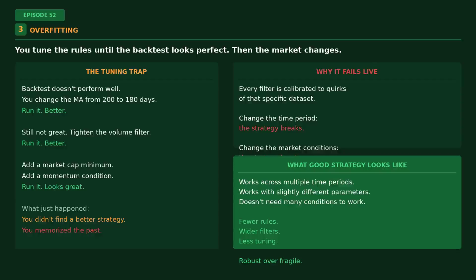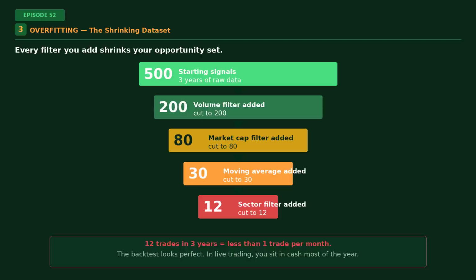Overfitting is what happens when you tune your strategy until it works on the past. The backtest doesn't perform well at first, so you adjust. You change the moving average from 200 days to 180 days. You tighten the volume threshold. You add a market cap minimum. You run it again. Better. You keep refining. Eventually the results look great. The problem is you've memorized the past, not discovered a real edge. When the market behaves differently from that specific data set, the strategy stops working.